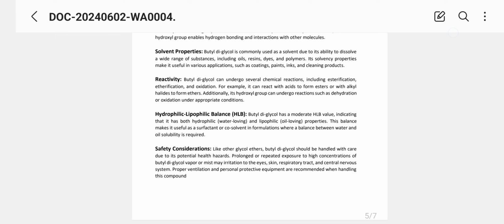potential health hazards. Prolonged or repeated exposure to high concentrations of butyl diglycol vapor or mist may cause irritation to the eyes, skin, respiratory tract, or central nervous system. Proper ventilation and personal protective equipment are recommended while handling this compound.